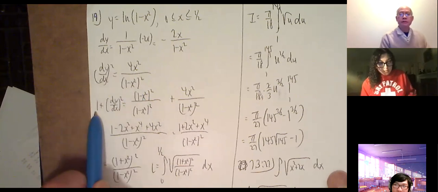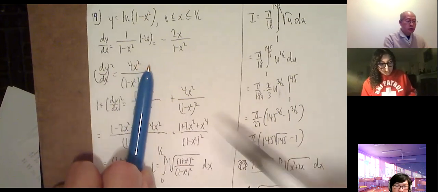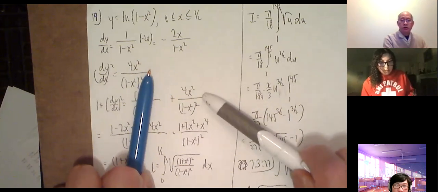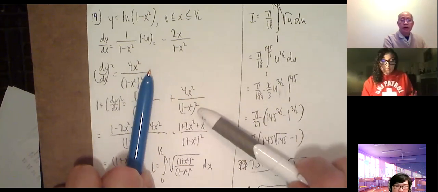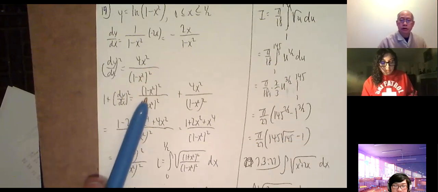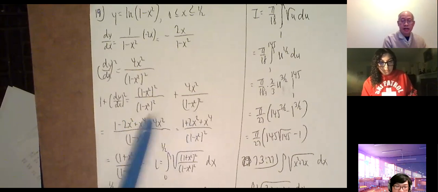Now I'm supposed to add 1. So it's 1 plus dy dx squared. Okay, so here's dy dx squared, 4x squared over 1 minus x squared squared. I'm supposed to add 1. Okay, so here's 1. Do you agree? 1 minus x squared squared over 1 minus x squared squared, because I need a common denominator.